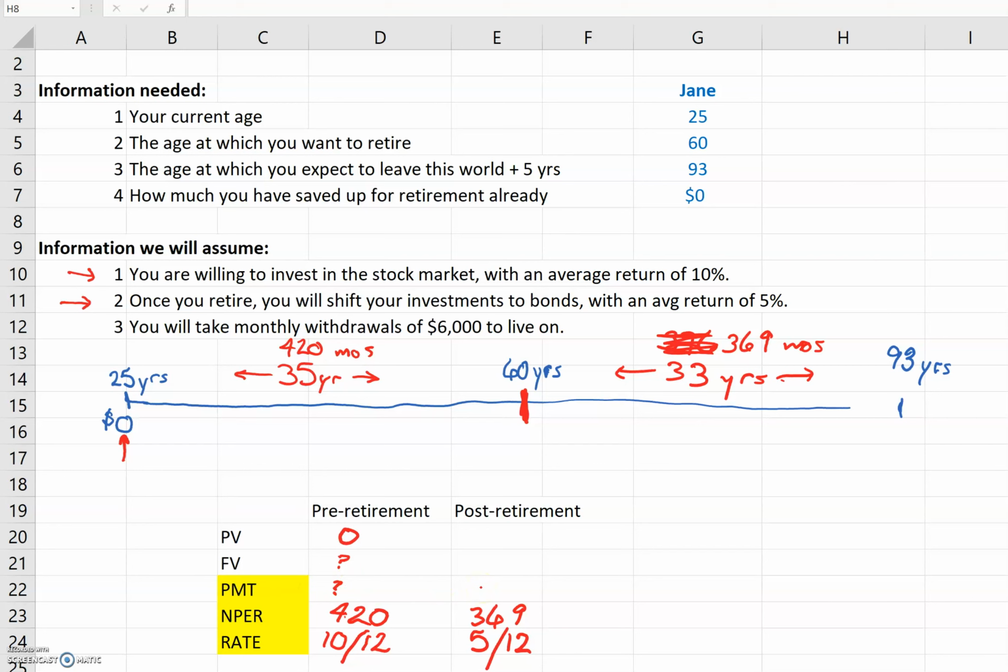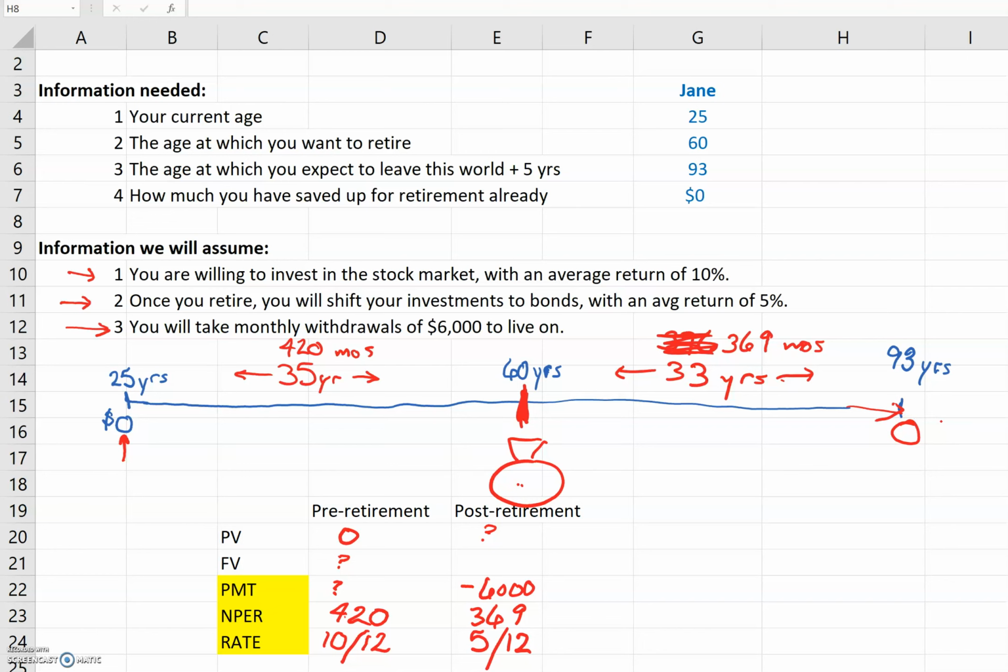Now, what else do we know? Based on this given, you're going to take monthly withdrawals of $6,000. So the payment post-retirement is negative $6,000 because it's an outflow, money coming to us. What is the future value? Well, we're going to have a chunk of change here that we don't know how much it is now, but when we work the second half of this problem, what was the future value for pre-retirement becomes the present value for the second equation. This right here is your present value, still unknown. But the future value is 0. She's going to spend it down to nothing.